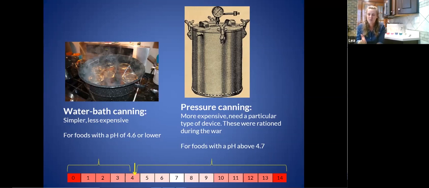For pressure canning, you need to use pressure canning for anything that has a pH of 4.6 or above. So anything that isn't very strongly acidic, you have to use pressure canning. Anything that is more acidic, the acid itself, along with the heat, is able to kill the harmful bacteria. But anything above that, the heat alone and the acid alone is not enough to kill it. So the pressure canning is going to bring it to a much higher temperature in order to kill that harmful bacteria.